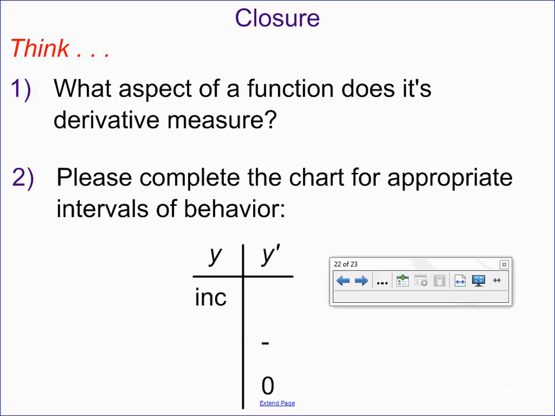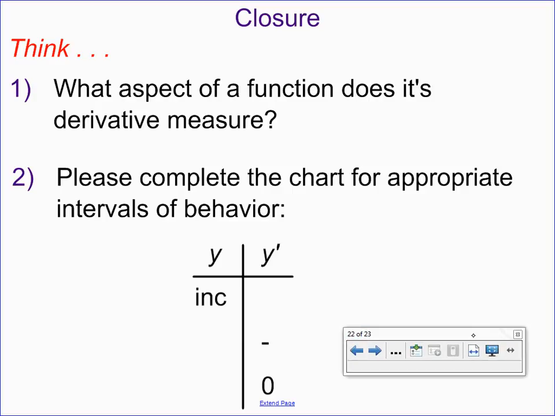Okay, ladies and gentlemen, we'll answer these questions on the back. If you'd like to write down the answer, write down the original question as a point of reference, that would be great too. We just have 2 closure questions today. Firstly, what quality or aspect of an original function does the function's derivative measure? 2, please complete the chart for the appropriate intervals of behavior, and then I'm going to have you share your results.